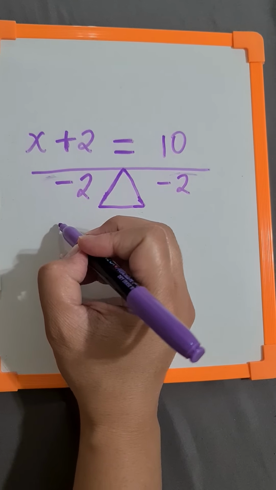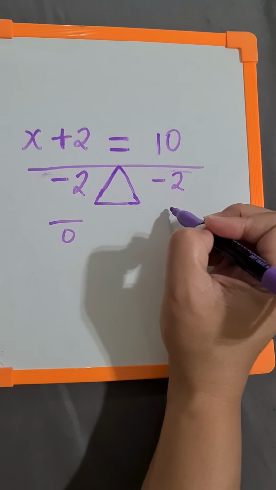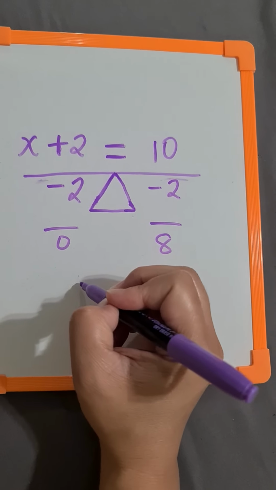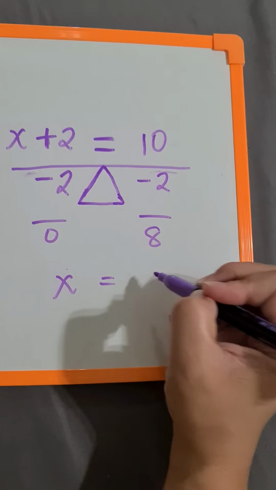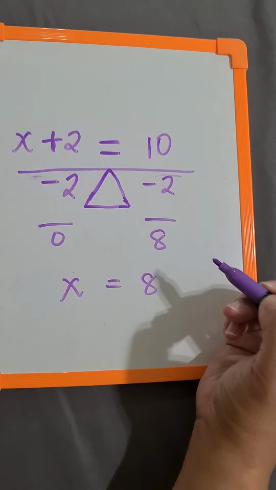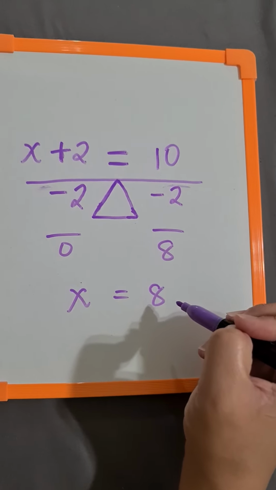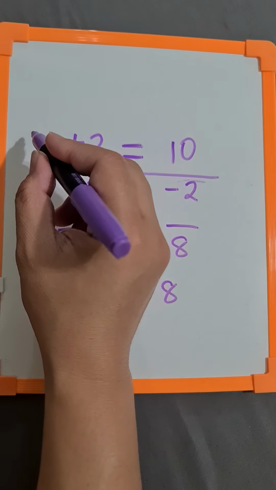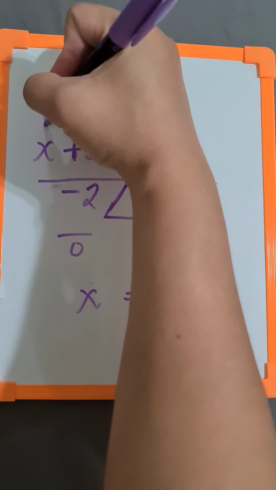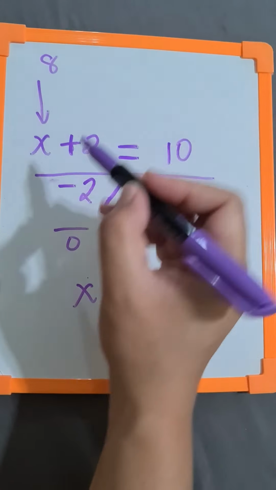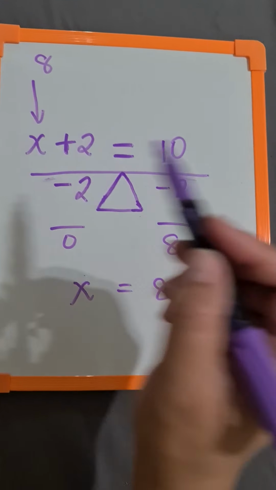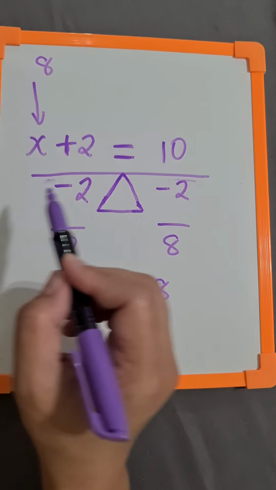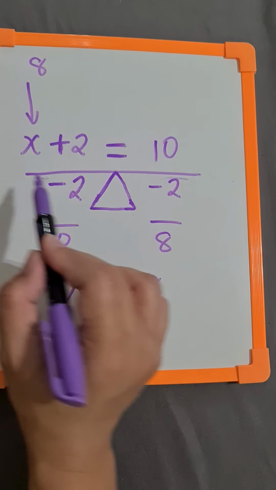Now we have 2 minus 2, which is equal to 0. 10 minus 2 is equal to 8. So now we have x is equal to 8. If I substitute the value of x, which is 8, into the original equation on the top, 8 plus 2 is equal to 10, and we have 10 equals 10 on both sides. Therefore our balance beam, our equilibrium, stays balanced and leveled.